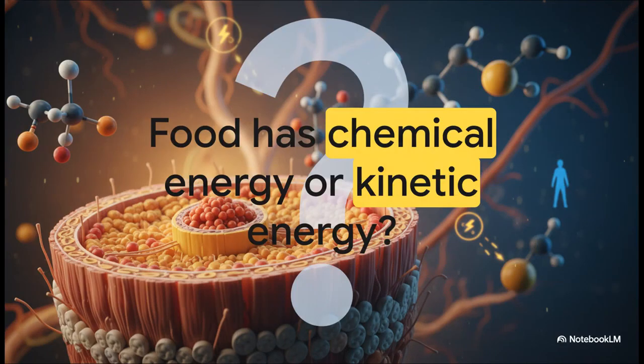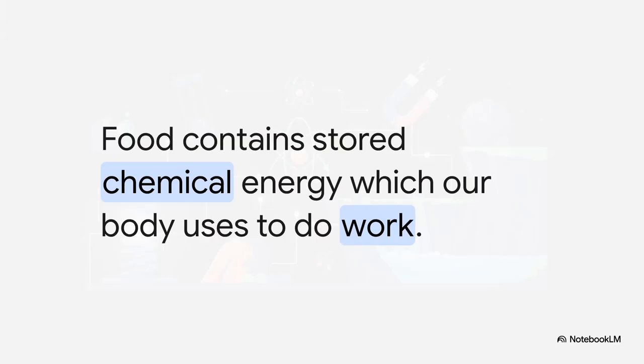Okay, last question for this explainer. Why exactly do we get energy from our food? Is it because the food has chemical potential energy or because it has kinetic energy? It's because food has chemical potential energy. Your meal isn't moving around on the plate with kinetic energy. It's packed with complex, stored chemicals that our incredible bodies break down to do physical work.